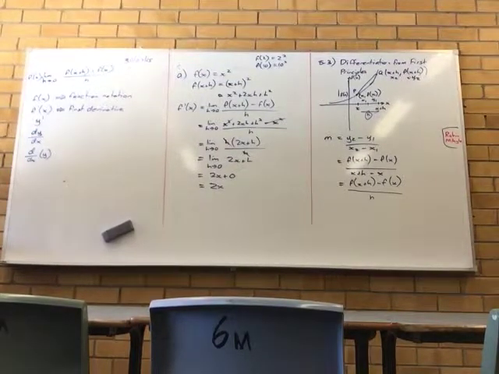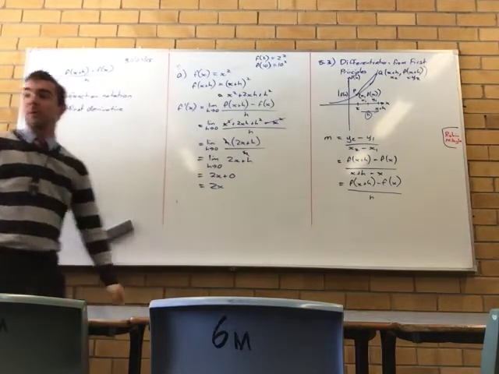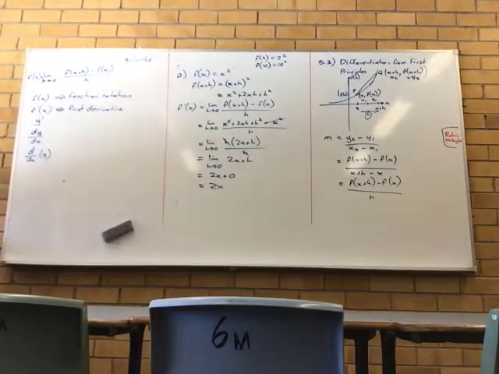What would the gradient of line B be? 4. What is the x value of the point B? 2. 2 times the x value, 2, is 4. What about C? The gradient of line C is 0. The x value of the point C is 0. 2 times 0 is 0. And D, the gradient is -6. The x value was -3. 2 times -3 is -6.